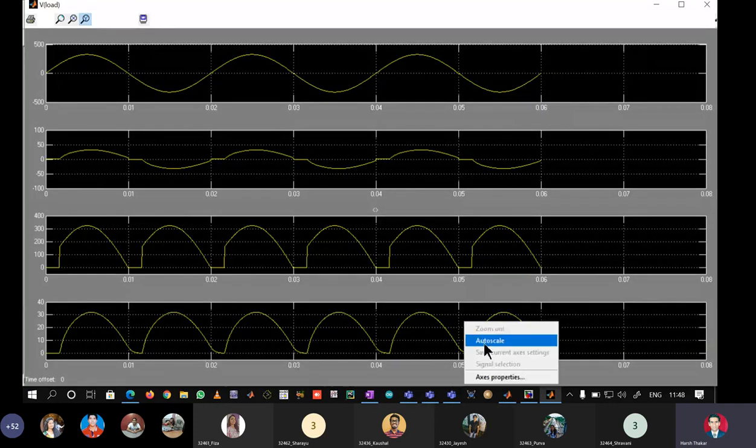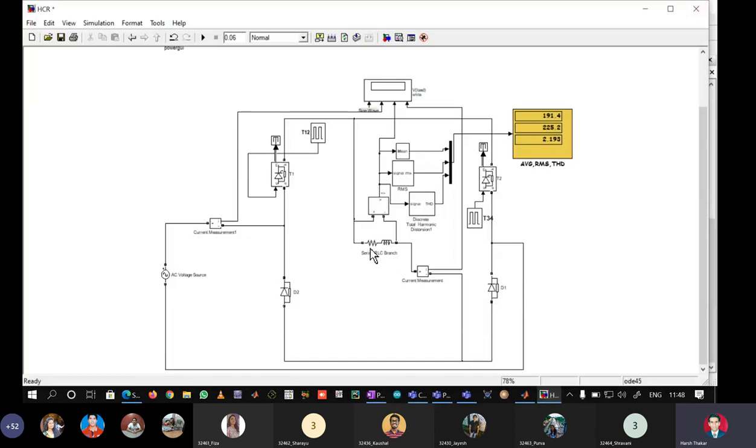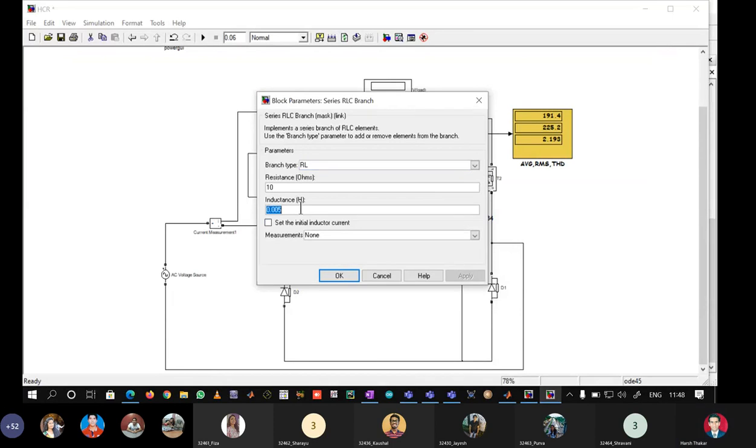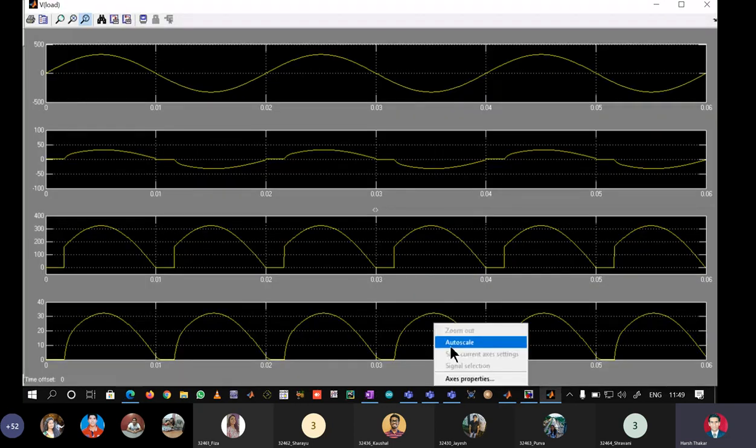So I will just say auto scale, right? It is not only touching the x-axis, it is remaining on the x-axis for some time. Reduce it further, 2.5 millihenries. Simulate. Okay, it's remaining more. Go on the other side now.